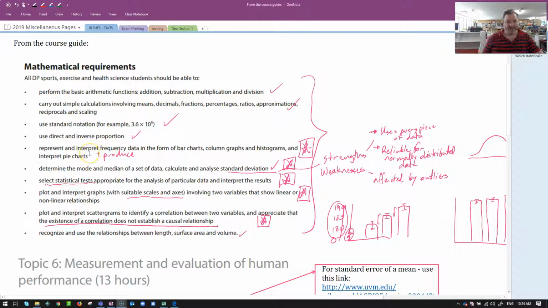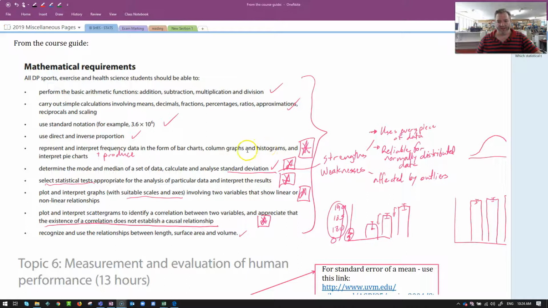So represent and interpret frequency data in the form of bar charts, column graphs, histograms, and interpret pie charts. So it's interpret and represent. So you've got to be able to produce these things. There are lots of tutorials available on YouTube or online. You probably know how to do most of them already.